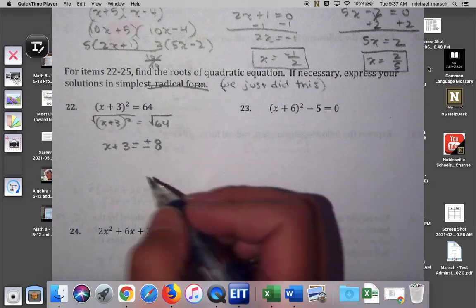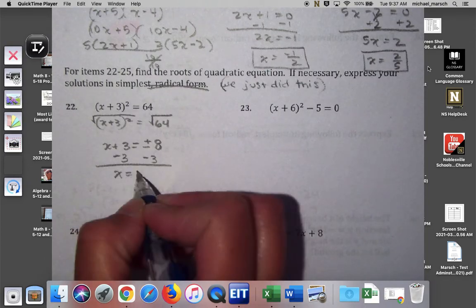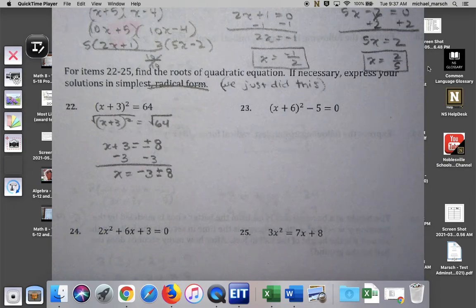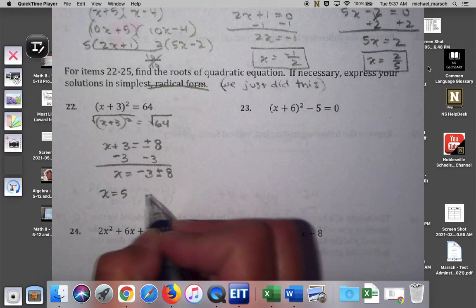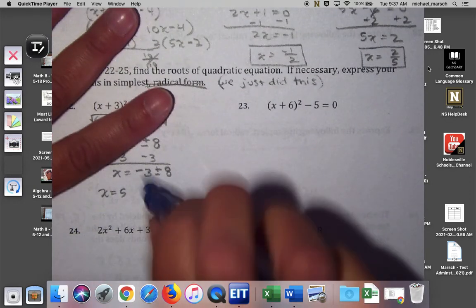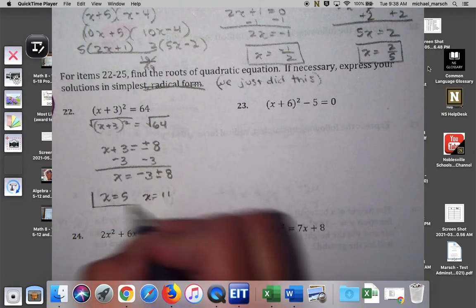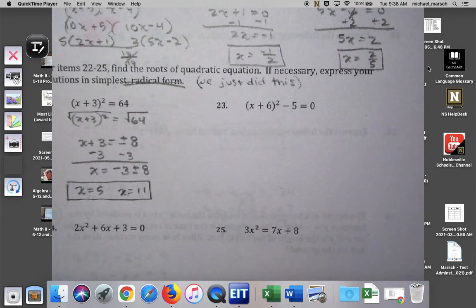So I'm going to subtract 3 from both sides. I'm going to get x equals negative 3 plus or minus 8. So negative 3 plus 8 gives me 5. Negative 3 minus 8 gives me negative 11. So those are my zeros. Those are my x-intercepts of the parabola. All right, similar thing here.